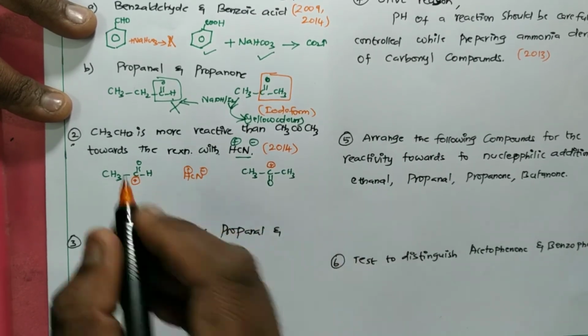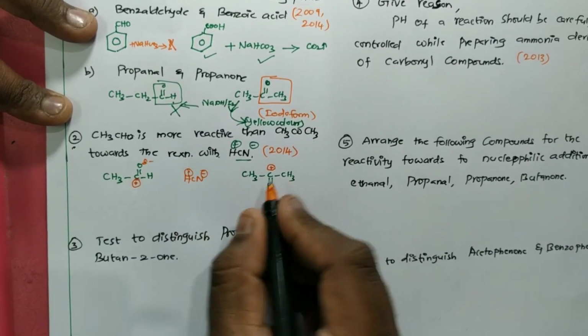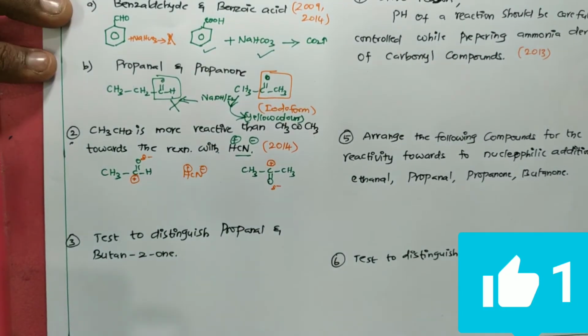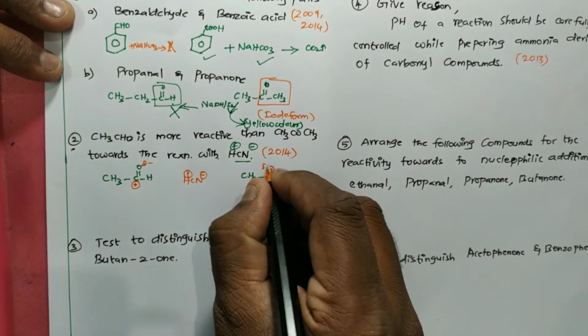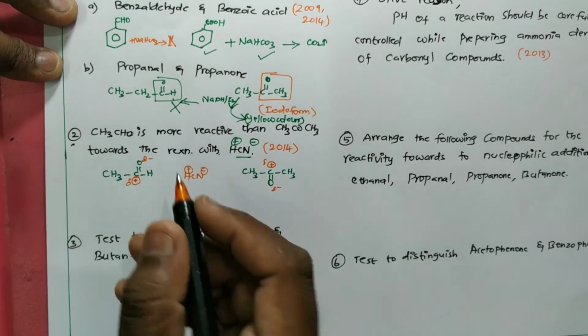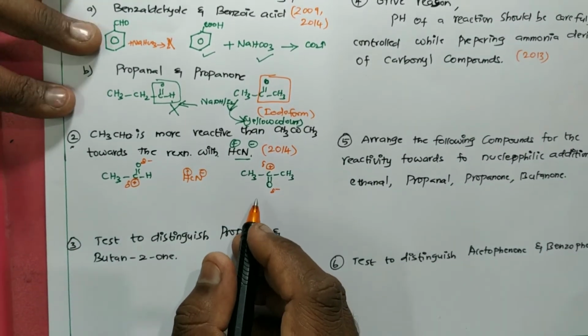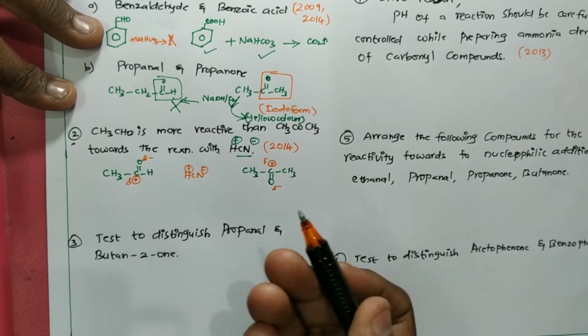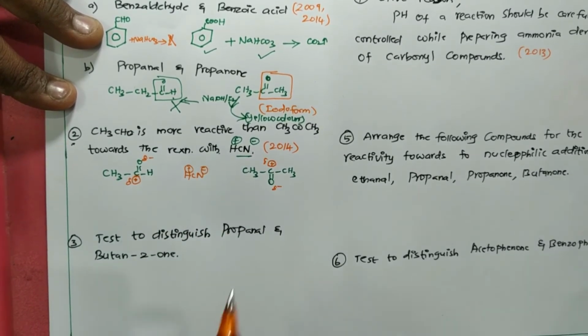Why is it positive? Because it is attached to oxygen. That oxygen is highly electronegative, so the carbon is slightly electropositive, and slightly electropositive here also. But in these two cases, which one will react faster with HCN? That is the ultimate question.